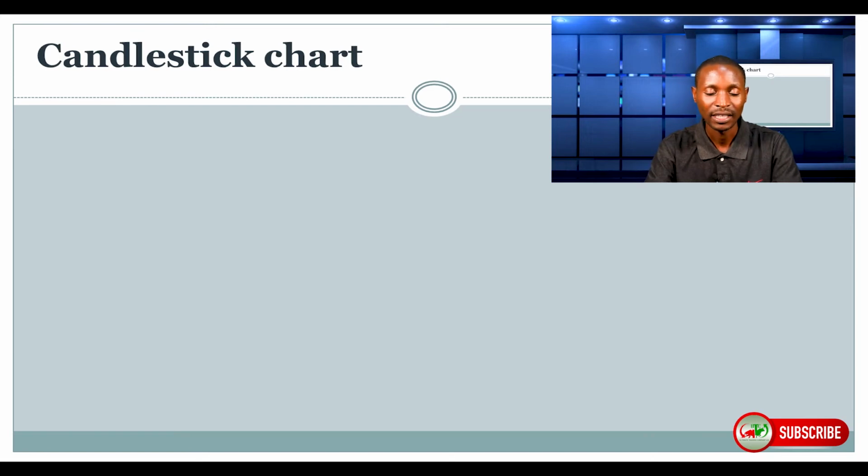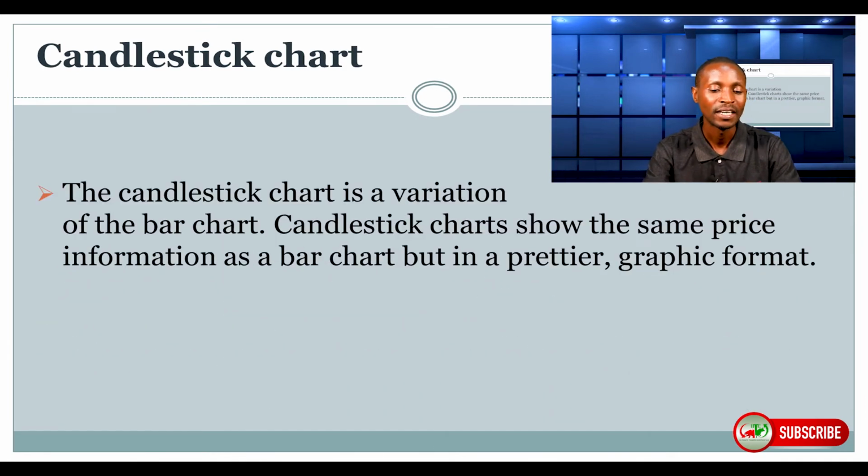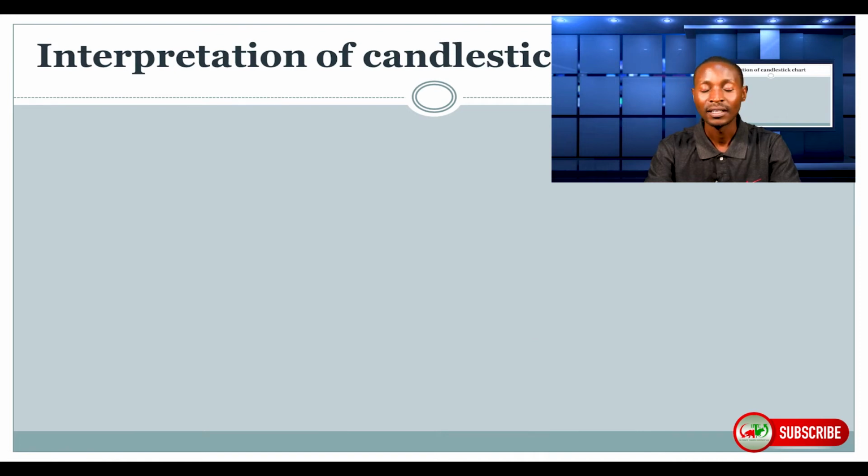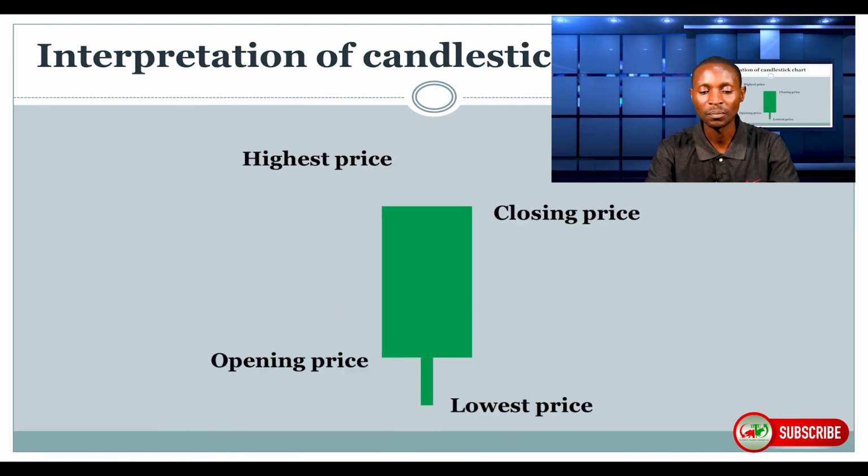Another way we use to represent the visual representation of price movement is the candlestick chart. The candlestick chart is a variation of a bar chart, and candlestick charts show the same information as the bar charts. It means the open, close, high, and low, but in a prettier and graphical format. That is the only difference. And the candlestick helps to visualize the bullish and the bearish sentiment by displaying the body of the candlestick with different colors. Let's see how to interpret the candlestick pattern.